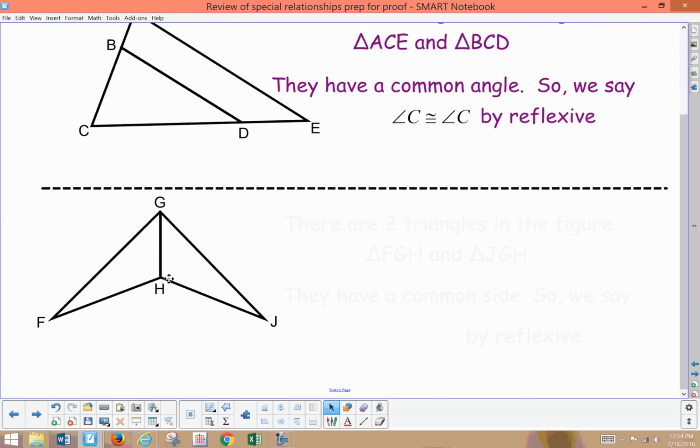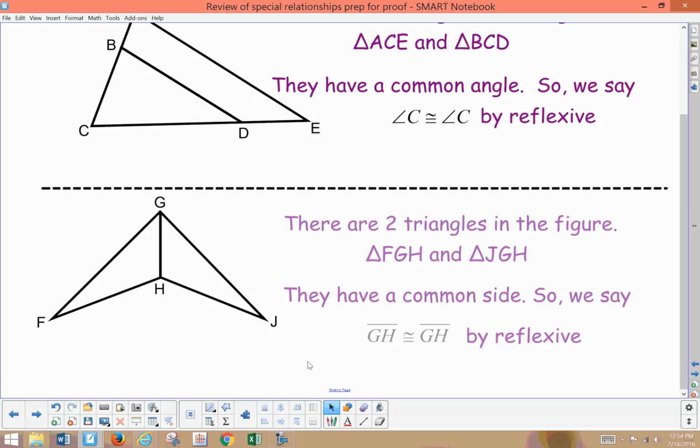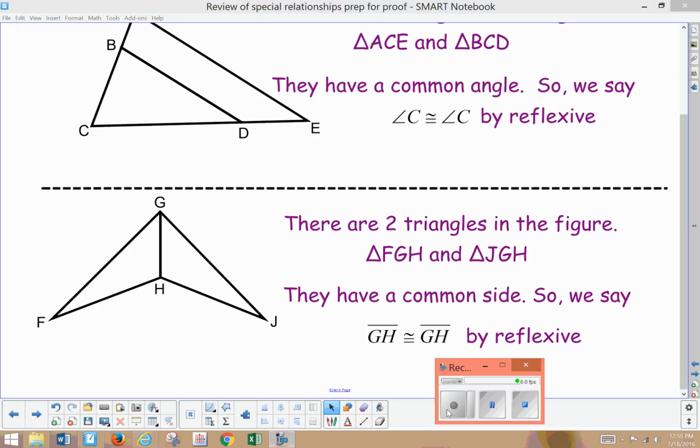In this figure, we also have two triangles. We have the triangle FGH and JGH. These triangles have a shared side. That common side is the segment GH. So we can say that GH is congruent to GH by reflexive. So that's the concept of reflexive.